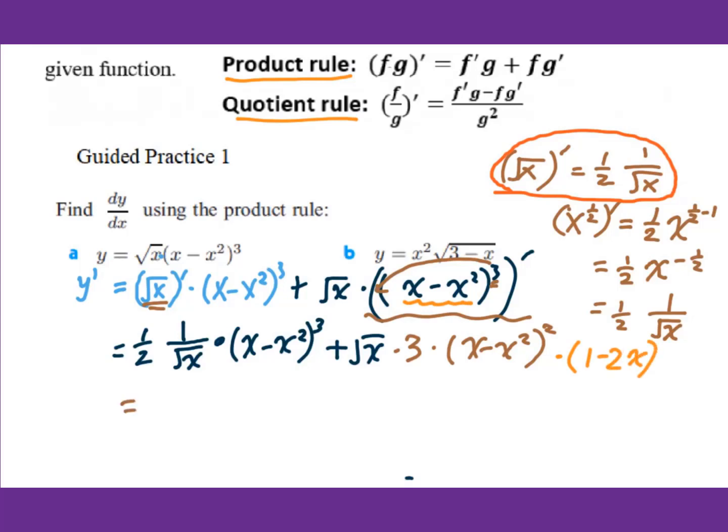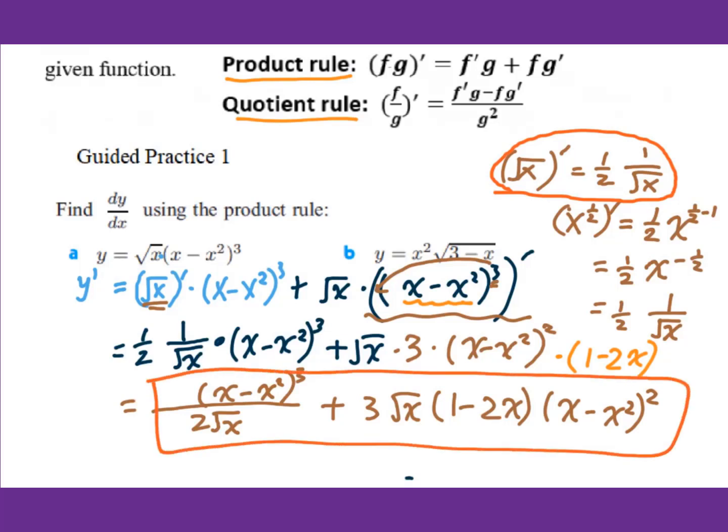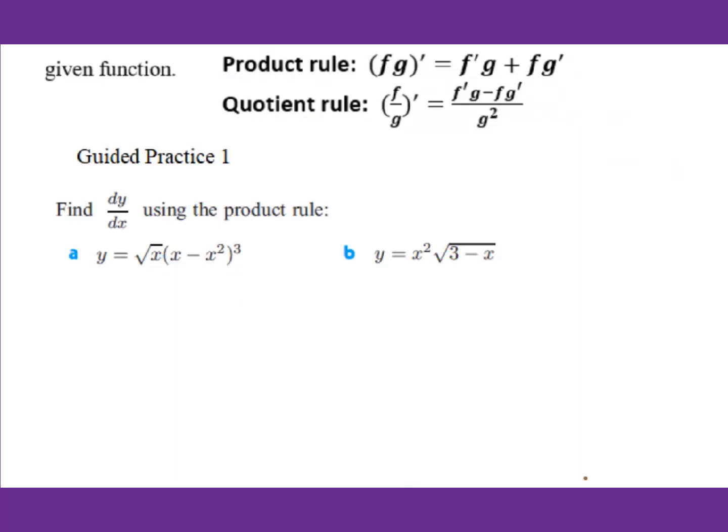Then we organize a little bit. We have 2 square root of x as denominator, x minus x squared to the third power, plus 3 square root of x, 1 minus 2x, times x minus x squared, squared. This is the answer for A. Now let's go to B.